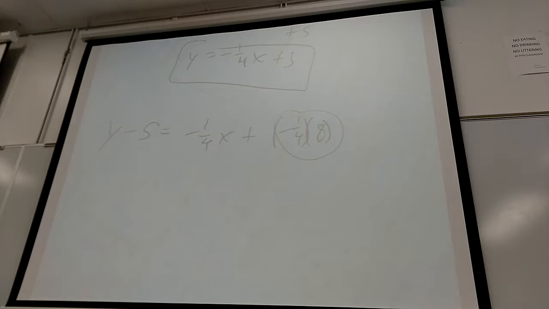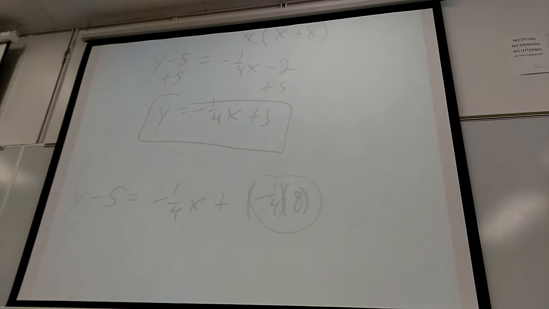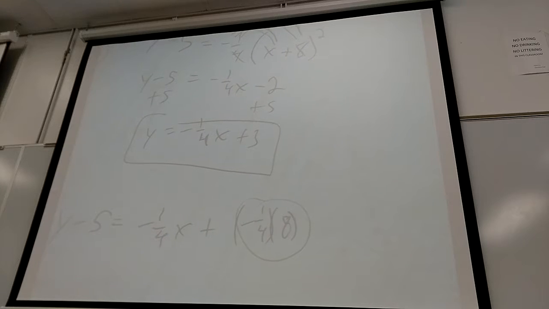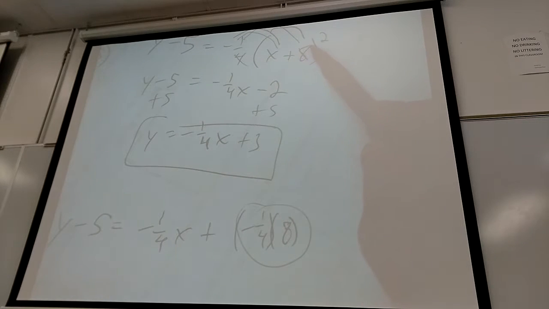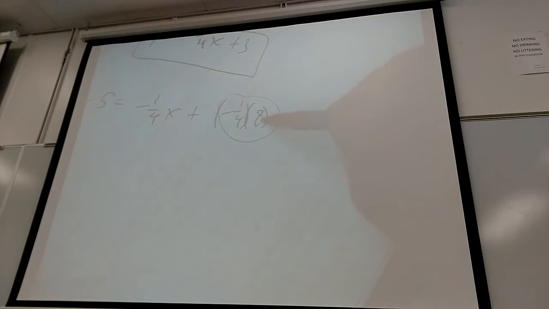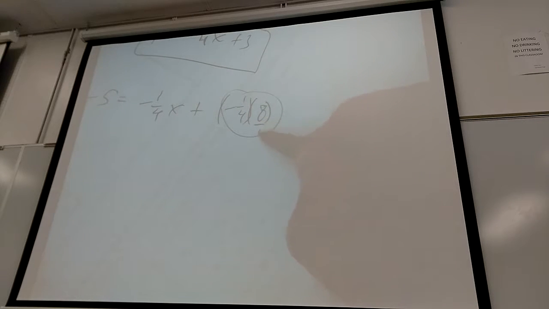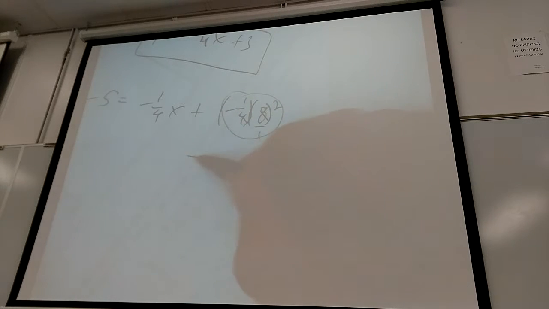Go back up for me. I just want to see the rest of it. There we go. So 4 goes into 8 twice, times negative 1 is negative 2. So right here you can see it a little better. If I put that over 1, 4 goes into 8 twice. Negative 1 times 2, negative 2.